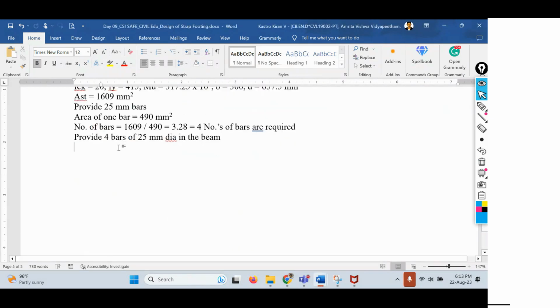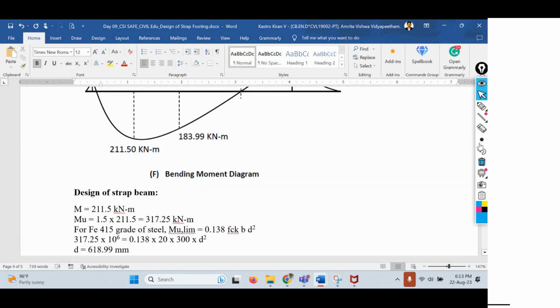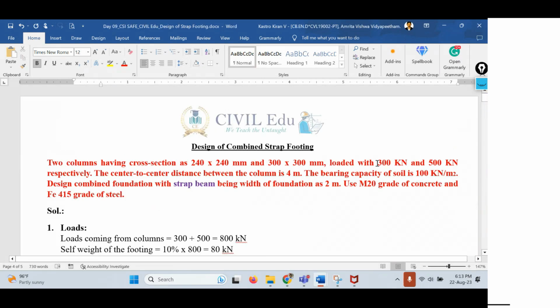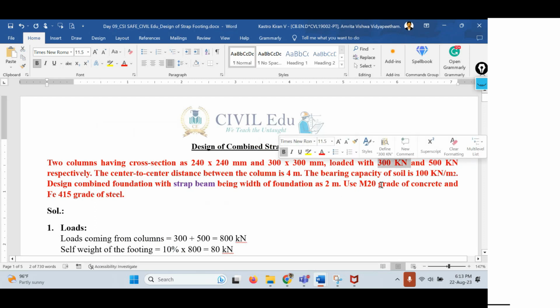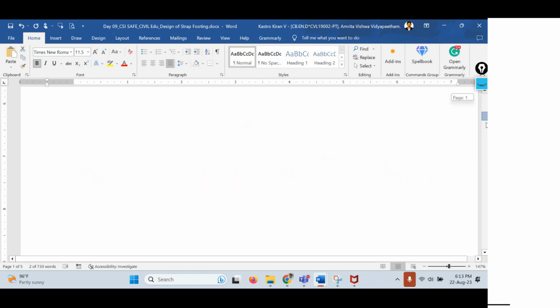So first let us design the reinforcement under the main column, that is column 2. Why am I calling it the main column? Because column 2 is carrying heavy load, that is 500 kilonewtons. If you see here in the problem, column 1 is carrying 300 kilonewtons and column 2 is carrying 500 kilonewtons of load. So if you design for maximum load, then obviously you can provide the same reinforcement for column 1 also, right?